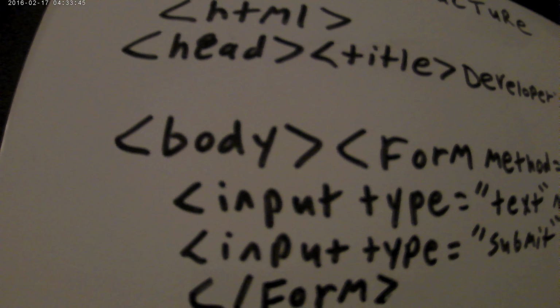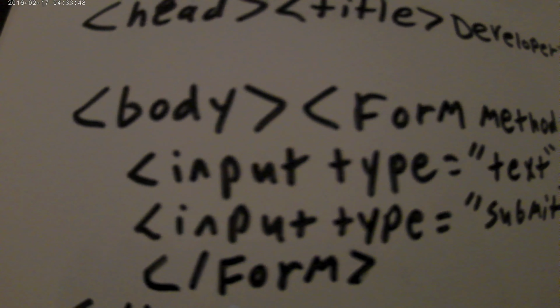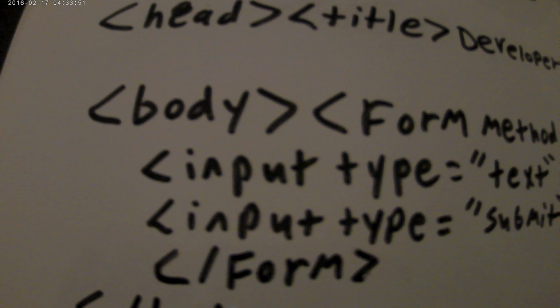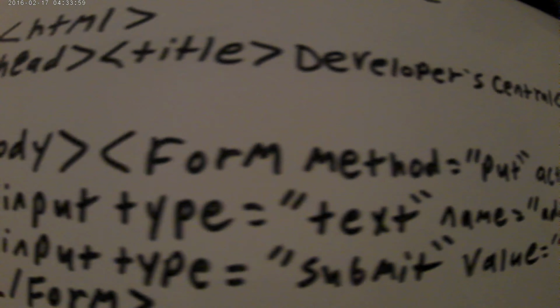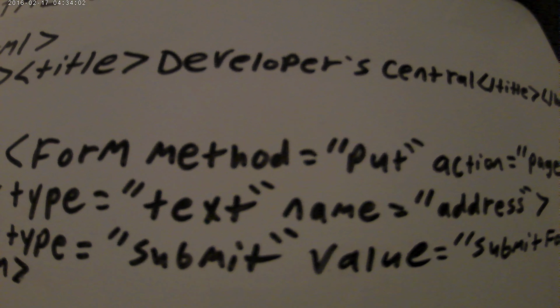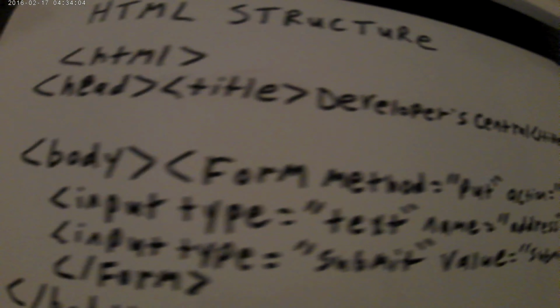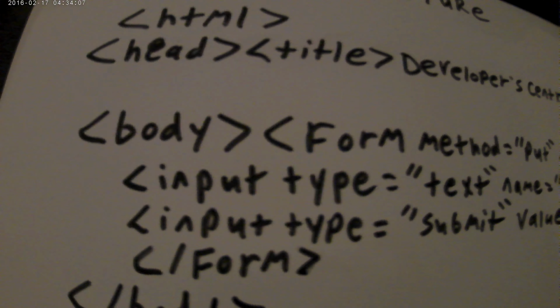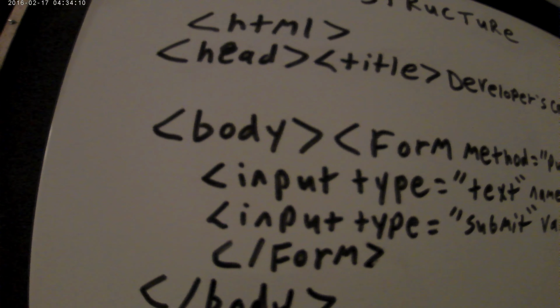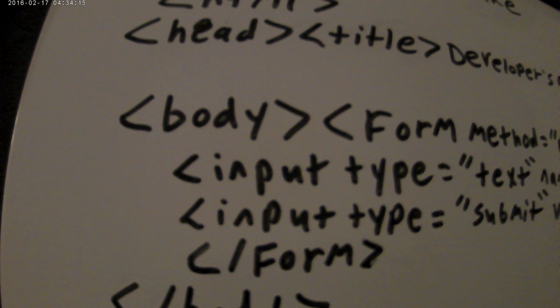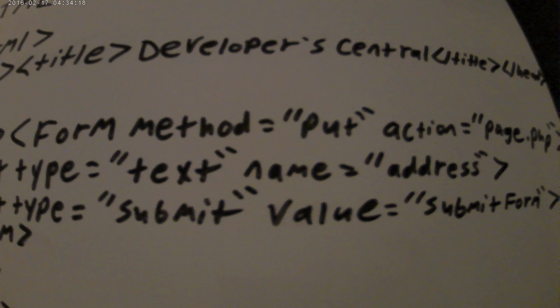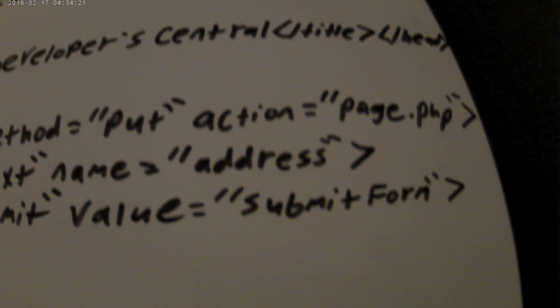The next thing within that form, within the two form tags, is something called input types, and the first input type is just a regular text box where a user can type in their address. So input type equals text, and the name equals the address. And the last thing within this form is a submit button, so the user can submit the data. And to do that, you would type input type equals submit, value equals submit form, followed by a closing tag.